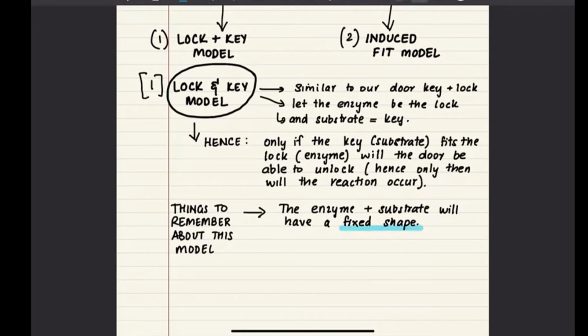So the shape of the enzyme and the substrate is fixed. You can't change it. That's why it's similar to the door lock and key, because we can't change the key or the lock. We need it to be of a particular pattern in order to open it up. So that's the lock and key model.